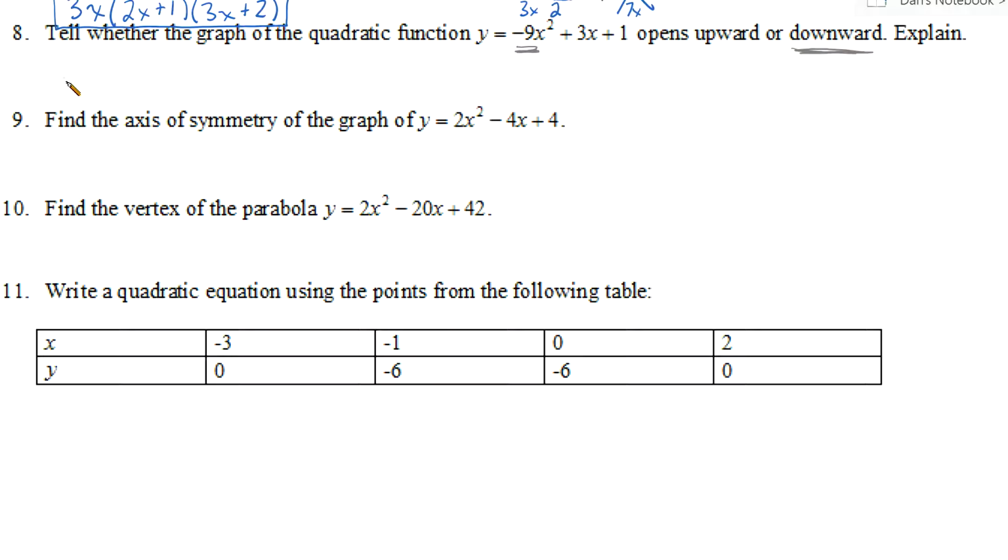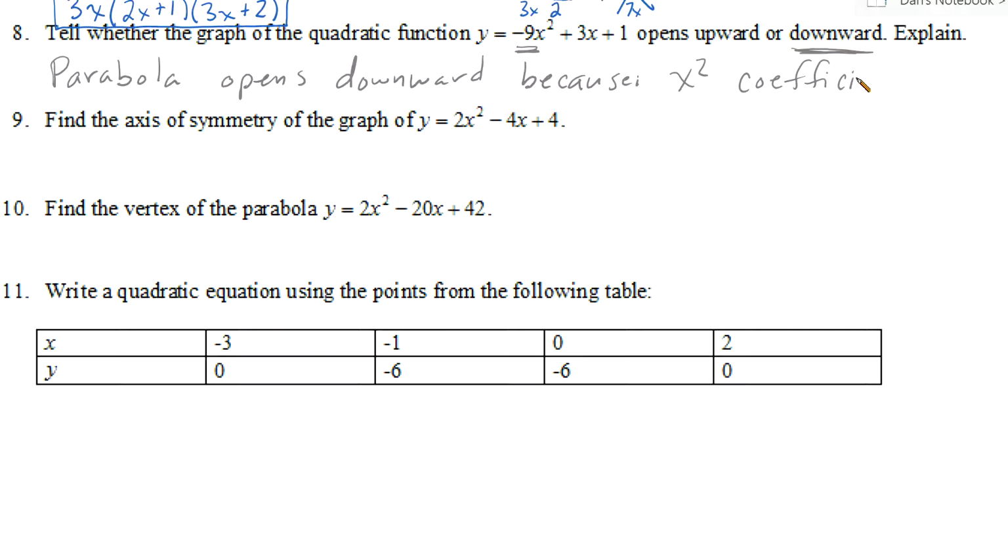So it's a parabola here. Parabola opens downward because, oops, not becauser, becauser is not a word, because x squared coefficient is negative.